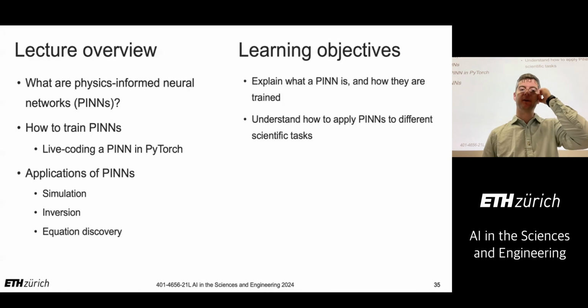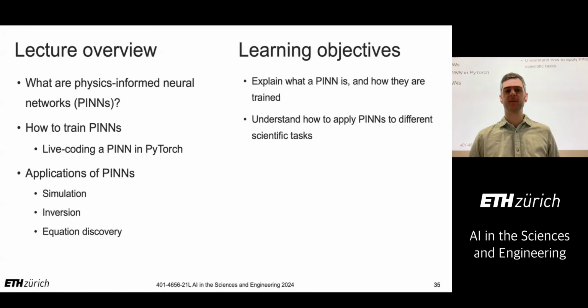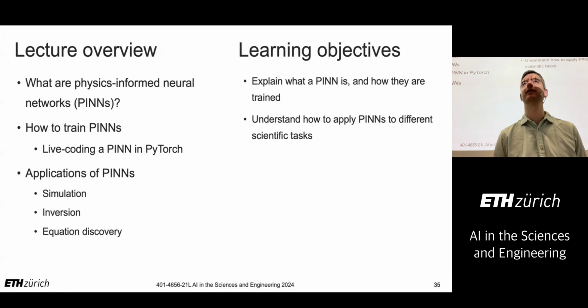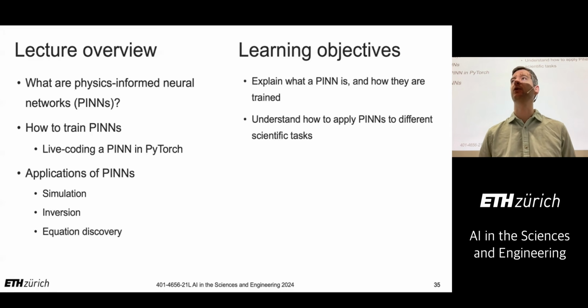I explained to you at the start what a physics-informed neural network is, and I showed you how to train it. I did some live coding. So now I'm going to talk about the applications of PINNs, so all the different types of scientific tasks that we can use physics-informed neural networks to solve. I've been focusing so far on simulation tasks, solving the differential equation. But what I'm going to try to show you is that we can also use PINNs to solve inverse problems and also equation discovery problems.